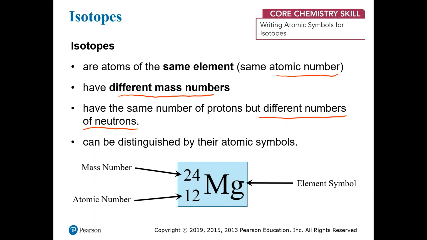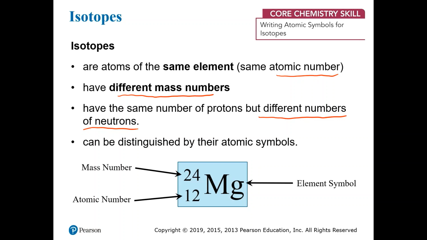So what we're saying is, in this example for magnesium, not every atom of magnesium has exactly the same weight. Some of them have a mass number of 24, like you see here, but there are others that may have slightly more or slightly fewer neutrons. We can distinguish these isotopes by their atomic symbols. Here you see, again, the example for magnesium. You have the chemical symbol, Mg, for magnesium.